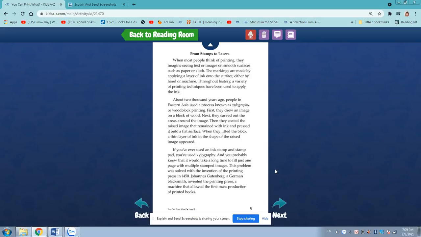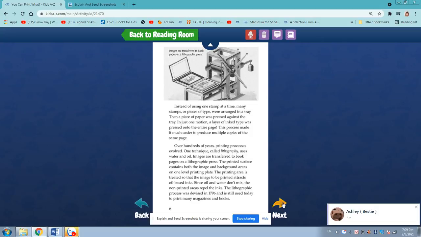This problem was solved with the invention of the printing press in 1450. Johannes Gutenberg, a German blacksmith, invented the printing press, a machine that allowed the first mass production of printed books. Instead of using one stamp at a time, many stamps or pieces of type were arranged in a tray, and a piece of paper was pressed against the tray. In just one motion, a layer of inked type was pressed onto the entire page. This process made it much easier to produce multiple copies of the same page.